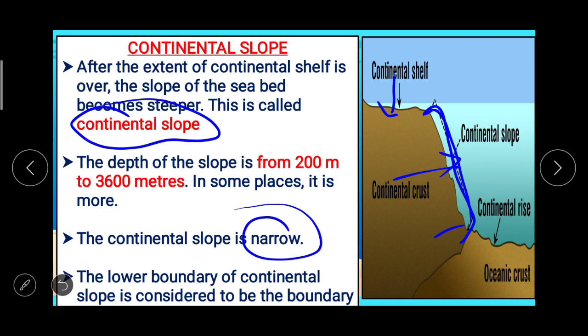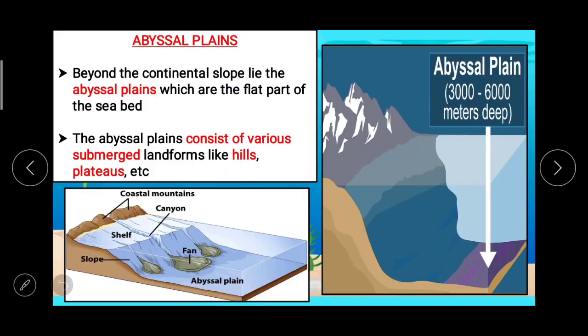The lower boundary of the continental slope is considered to be the boundary of continents. Next to the continental slope, there are abyssal plains. Beyond the continental slope lie the abyssal plains, which are the flat part. These are the keywords which are very important to keep in mind, all these points. Flat part of the sea land.